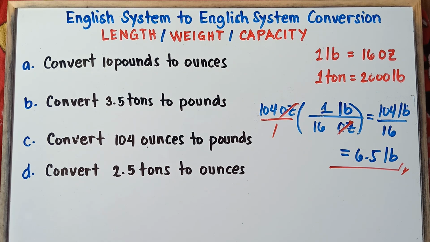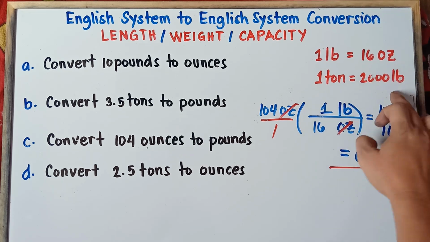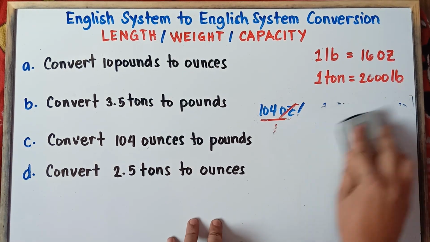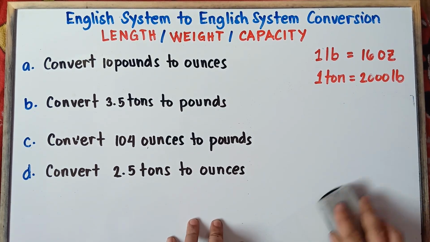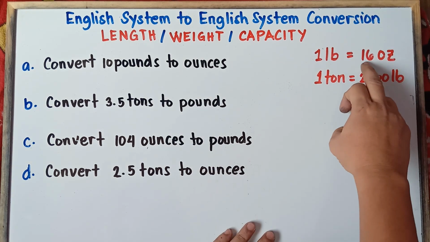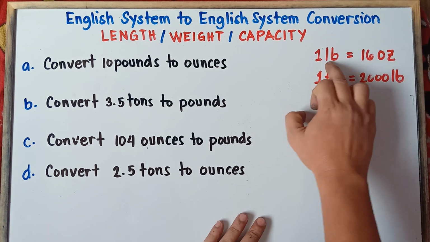So let's have letter D. Convert 2.5 tons to ounces. So do we have tons to ounces directly? Nope, we don't have conversion of ton to ounces. Therefore, we need to convert ton to pounds and then pounds to ounces. Alright, let's do that. So once again, class, we don't have the direct conversion with regards to ton to ounces. Therefore, we convert tons to pounds and then pounds to ounces.